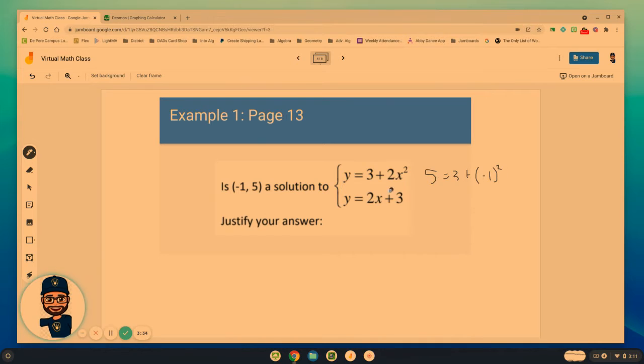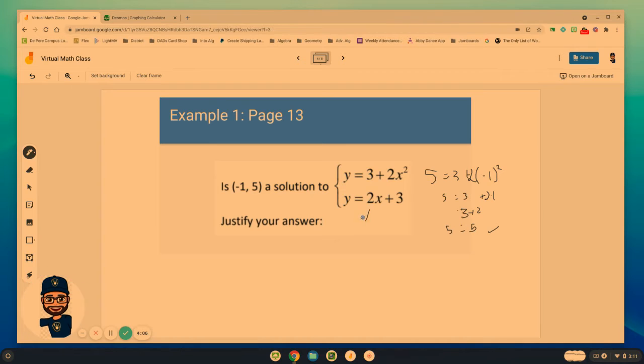So here's what the top one is. -1 squared is +1 plus 3. Does that equal 5? No. So we could stop our, oops, I messed up again. You see, I already forgot. I forgot the 2 out front. So we got to put a 2 here. 2 times -1 squared, or 2 times 1, becomes 3 plus 2, which is 5. Does that equal 5? Yes, it does.